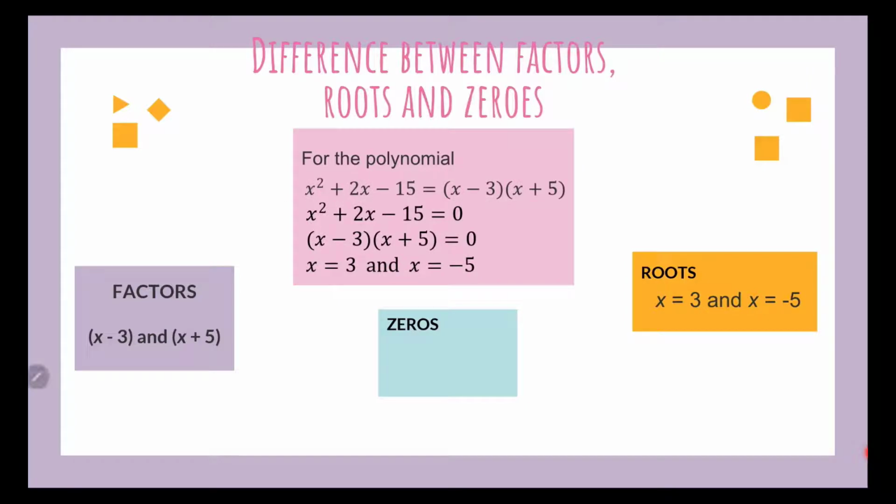Now, let's see what the differences are between factors, roots and zeros. Let's say we have a polynomial x squared plus 2x minus 15. We can factorize this polynomial as x minus 3 multiplied by x plus 5. And when we look for the roots, we will equate this polynomial to 0, which will give us the values of 3 and negative 5. Now, x minus 3 and x plus 5 are known as the factors, whereas x equals 3 and x equals negative 5 are known as the roots. How about the zeros? Slightly different from roots, 3 and negative 5 are known as the zeros.